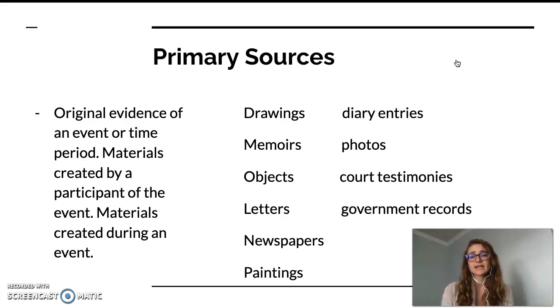If we are reading a court testimony from a trial that took place during the Industrial Revolution, that court testimony was given during that time period, all right? Newspaper articles also, if a newspaper article is written during a time period about an event that took place at that moment, that is a primary source.